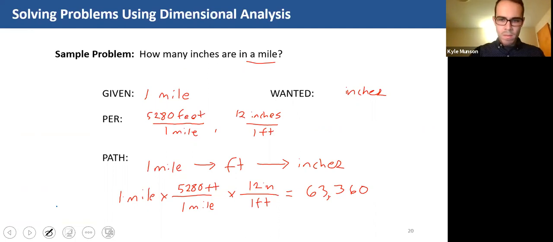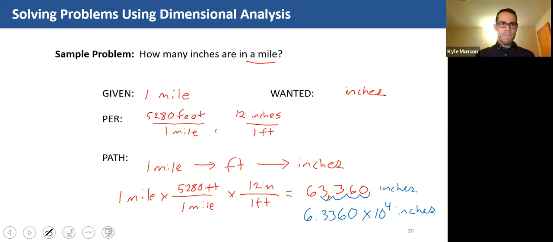Okay. So if you pause the video now and convert it, then I'll just do it very quickly. It's going to be 6.3360 times 10 to the 1, 2, 3, 4. And this is in units of inches. Don't forget the units at the end. All right. So I believe that's it for dimensional analysis. We're going to go on to metric units in the next video.